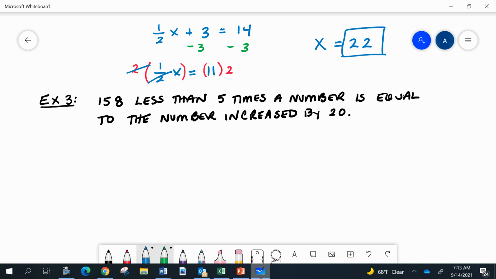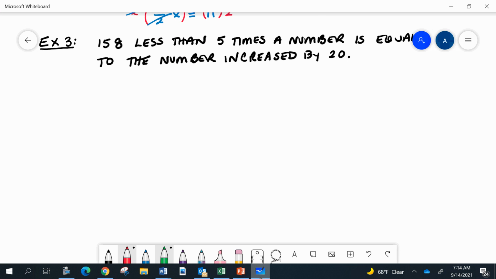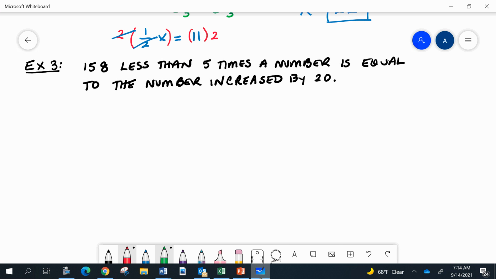Okay, let's start translating. What I'm going to do first is go through and make a few notes about what these words mean. When I see 158 less than, that to me is going to mean subtraction, okay? And so we need to understand that this right here is going to be a minus. 5 times the number is going to look like 5 times the number x. Is equal to is going to be equals. This is going to be the number increased by 20. Let's tie all of this together.